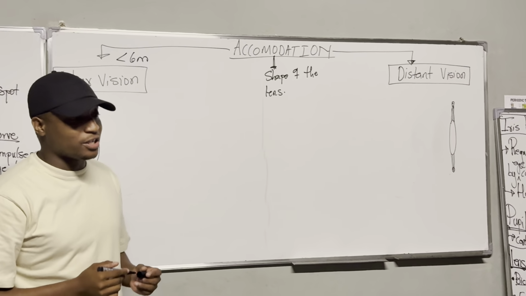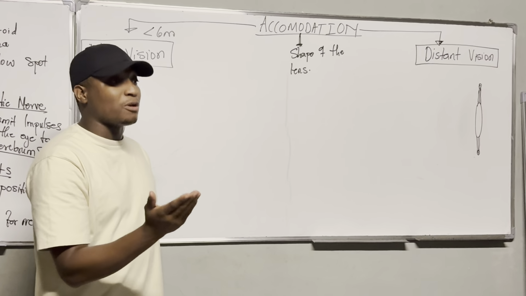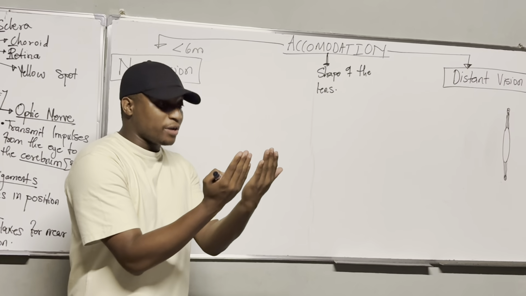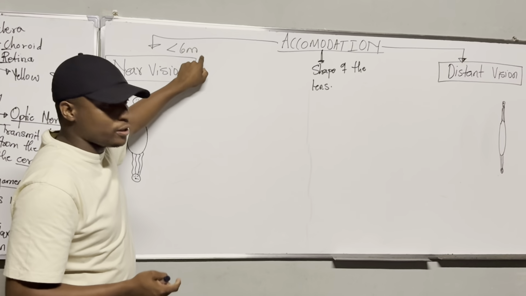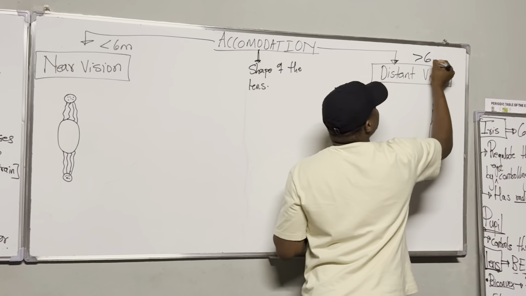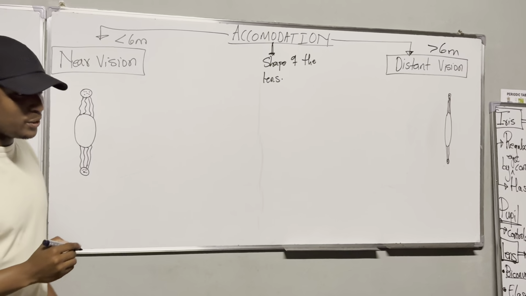They are going to give an example. Explain what happens in terms of accommodation when a person is reading a book. If I'm reading a book, that is near vision because the distance is less than 6 meters. But distant vision is a distance greater than 6 meters. Are we together?